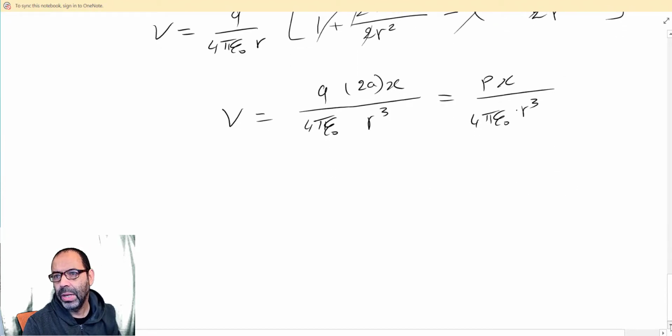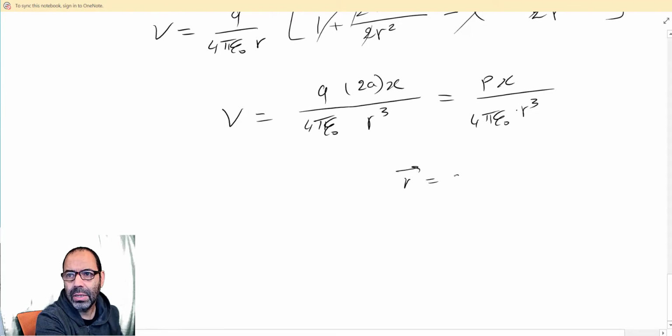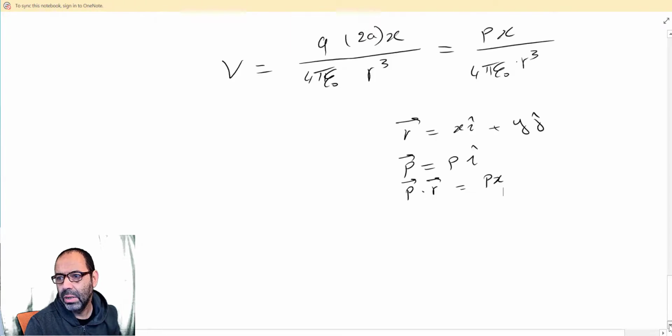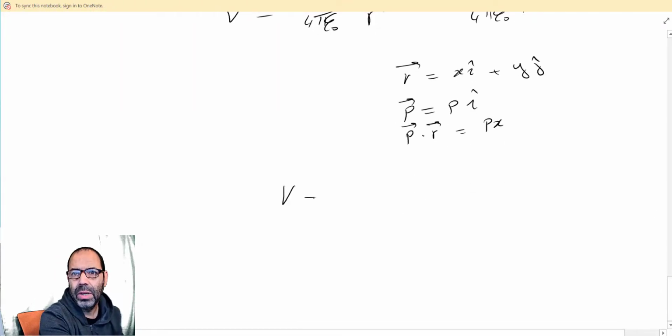Recognize the fact that x is just the x component of r. So r is actually, remember, xi hat plus yj hat. And p in here is the x component of p because it only has that. So the dot product of p times r is simply equal to px. Okay, so this is actually the dot product of that vector p and the vector r in general. So the result now becomes v is equal to p dot r. This is a scalar product divided by 4 pi epsilon naught r cubed.